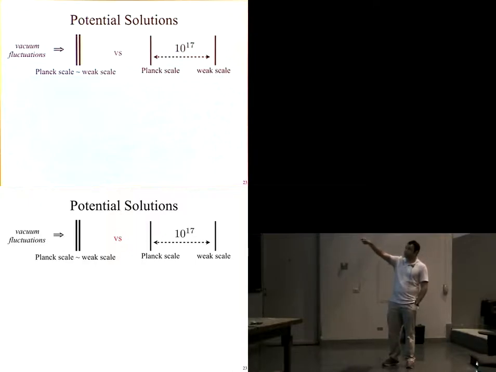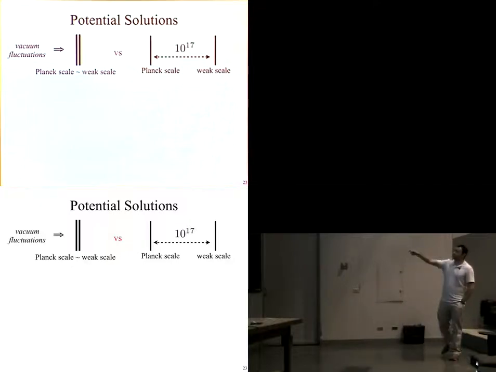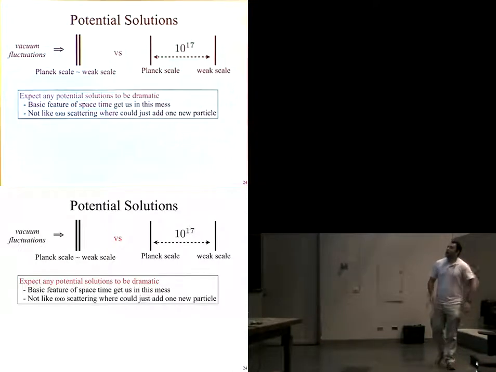Okay, so now let's talk about back to the problem associated with the weak scale. So again, the issue is the vacuum fluctuations predict the Planck scale to be the same as the weak scale, and we don't observe this. Okay, so what sort of potential solutions can there be? And there's really been three ways to get out of this issue.